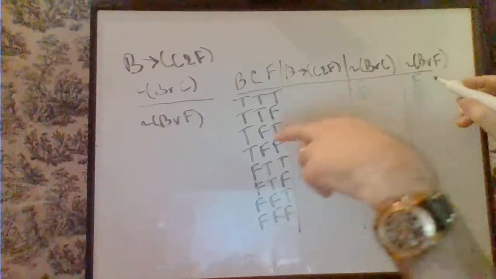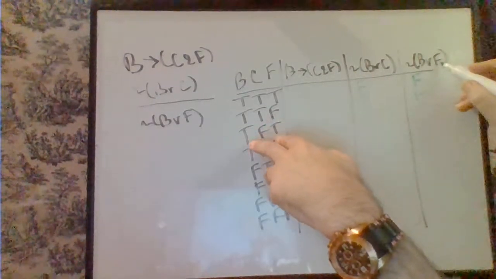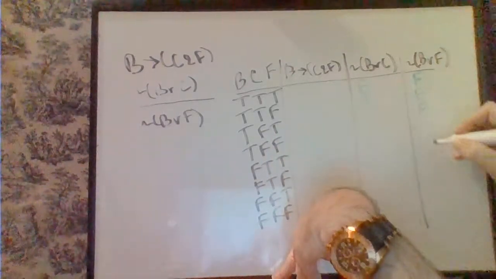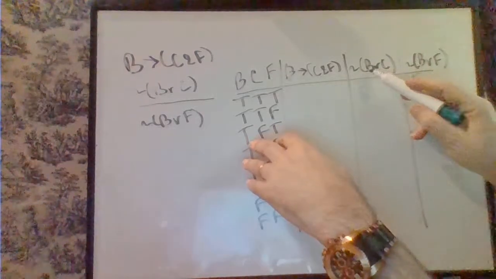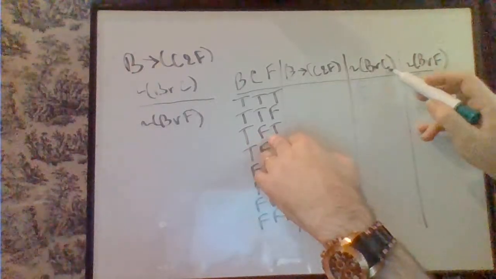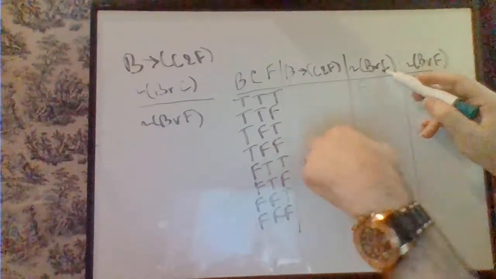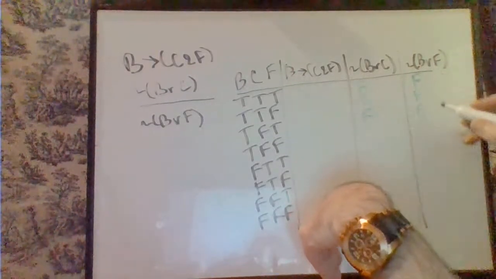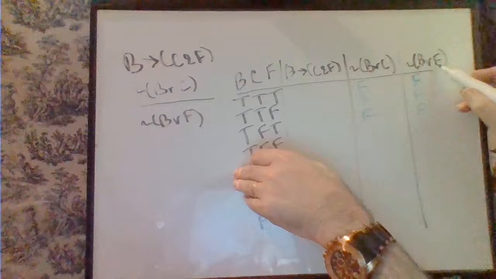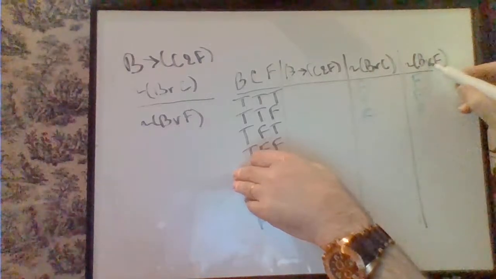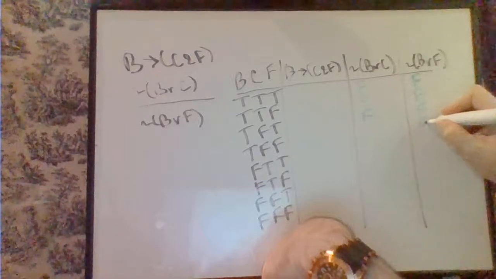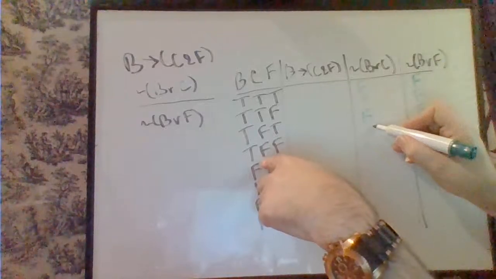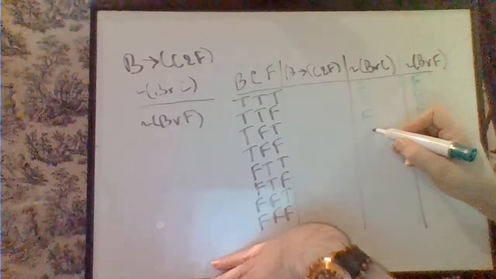Third line. B is true, F is true. True, true with the wedge is true. Negate that, it becomes false. So another false line. Not B or C. B is true, C is false. True, false with the wedge is true. Negate that, it becomes false. Okay, so we know that one's good. Line 4. B is true, F is false. True, false with the wedge is true. Negate that, it becomes false. And let's look here. B is true, C is false. True, false with the wedge is true. Negate that, it becomes false.